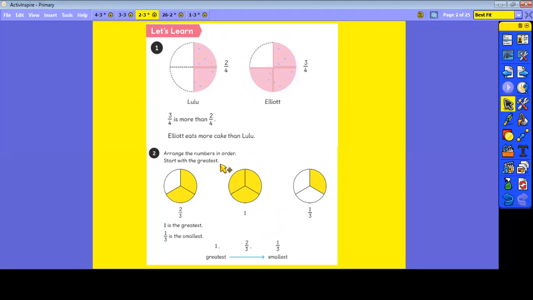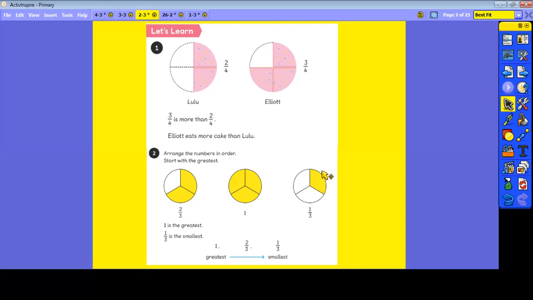Let's have a look now at part 2 of Let's Learn. Arrange the numbers in order, starting with the greatest. Okay, so we've got a fraction of 2/3, 1 whole, and 1/3. You can see straight away by the shaded amount that 1 has the most shaded parts. In fact, it's all shaded yellow. 3/3 are shaded yellow, and 3/3 is the same as 1 whole. So 1 is the greatest.